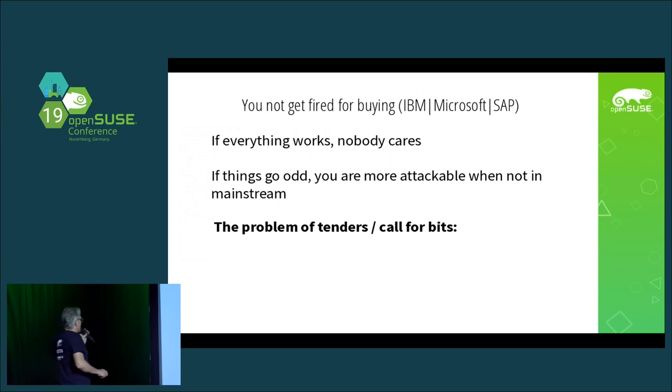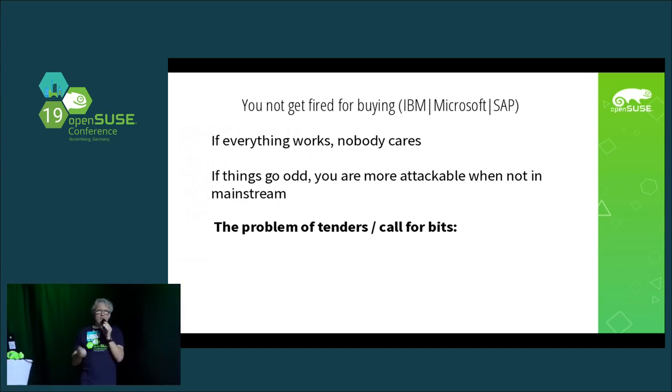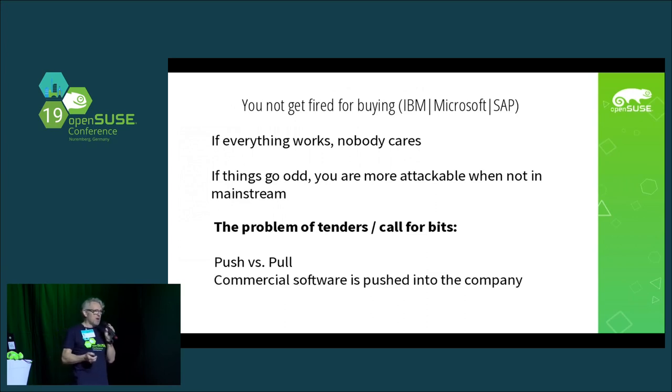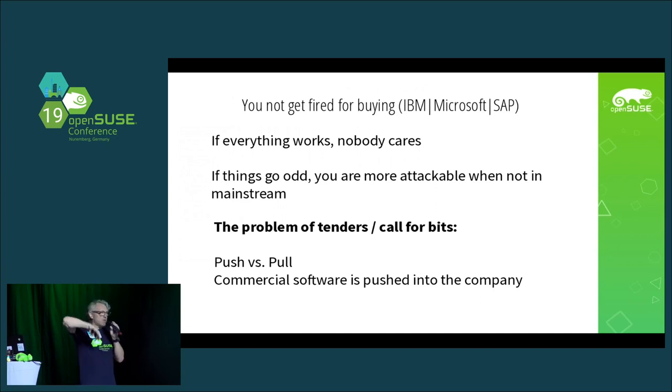But to get free software into a company, we have a problem with the tenders, respectively with the call for information. Because these are two completely different mechanics of how software gets into a company. It's push versus pull. If you have a commercial company, then the software is pushed into the company that needs it. So, we want a new CRM system. What are the requirements? Let's take a look at Gartner, fourth quadrant, who's in there. We write to them and wait for the information to come back.